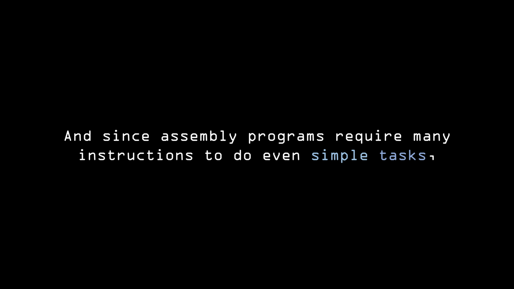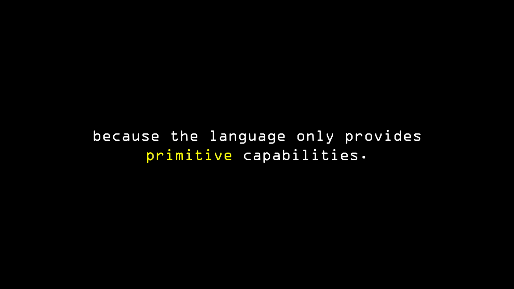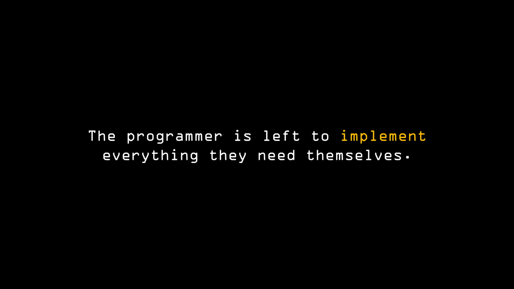Third, low-level programs are hard to understand. While individual assembly instructions can be quite understandable, it can still be hard to deduce what a section of assembly code is actually doing. And since assembly programs require many instructions to do even simple tasks, they tend to be quite long. Fourth, it is hard to write assembly programs of significant complexity because the language only provides primitive capabilities. The programmer is left to implement everything they need themselves.